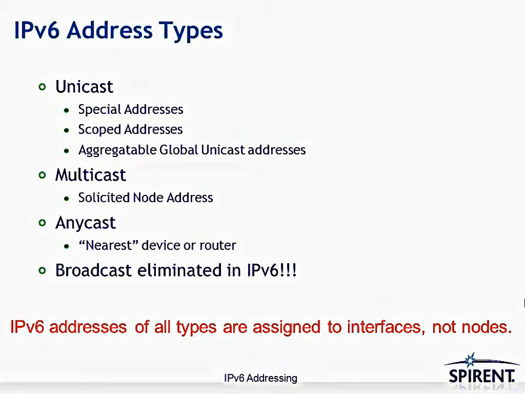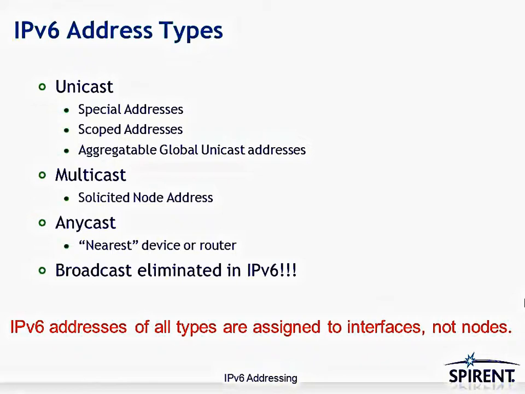In the Unicast space, there are special addresses, which we'll talk about in some subsequent slides. There are scoped addresses, in other words, is this meant just for this link, or just within your organization, or internet-wide? Also the global IPv6 address space, in other words the routable portion of the IPv6 internet, is also referred to as aggregatable global unicast addresses. There are various different types of multicast addresses, including a special address called the solicited node address, which we'll talk about more later. Also Anycast.